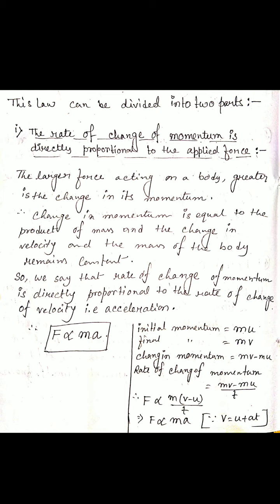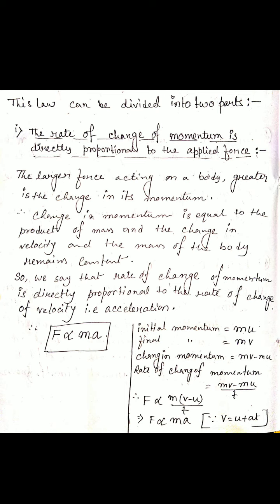Change in momentum equals mass into change in velocity, because mass cannot be changed. If mass is constant, so if we remove any constant term over there, in place of the equal sign we use the proportionality sign. So we can say that the rate of change of momentum is directly proportional to the rate of change of velocity, and rate of change of velocity is nothing but acceleration. So we can say that mathematically force F is proportional to mass into acceleration. Mass into acceleration. And you know how to prove this one.